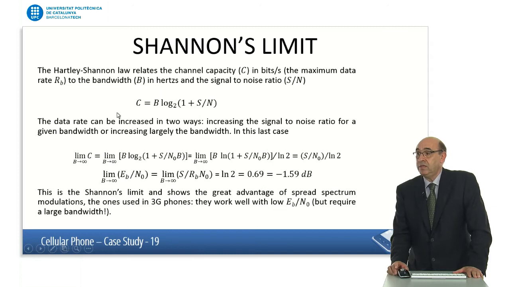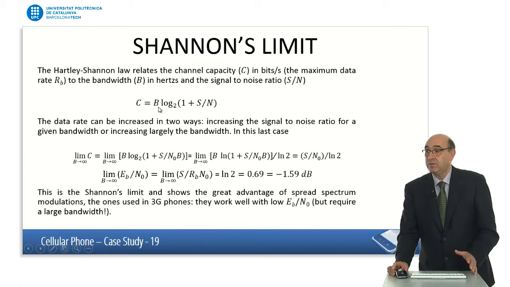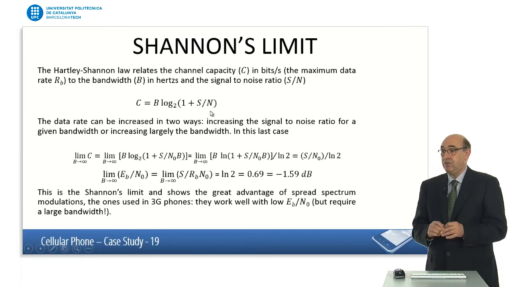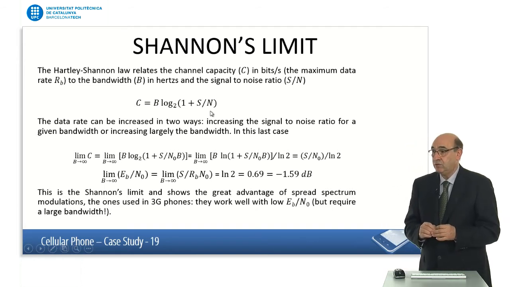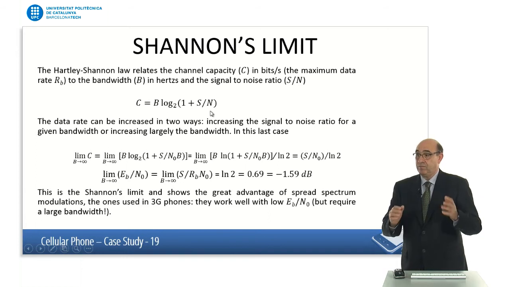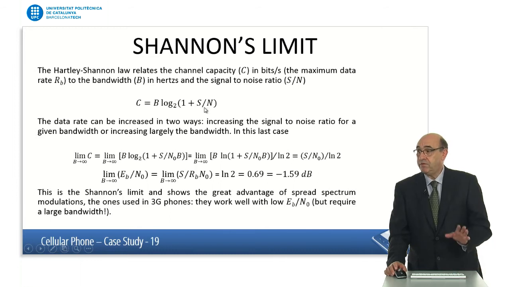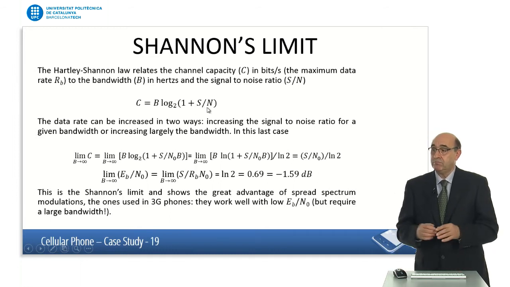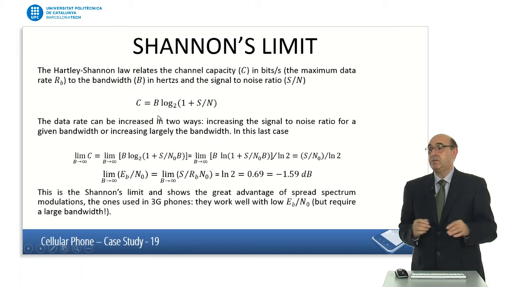So you can increase the data rate, which is C in this case, in two ways. One is just to increase the bandwidth, and the other way is to increase the signal-to-noise ratio. Okay? So those are the two things you can do. So let's assume that we increase the bandwidth. We have a fixed signal-to-noise ratio, and now we are going to see the effects that it's going to have on the data rate if we just increase the bandwidth.